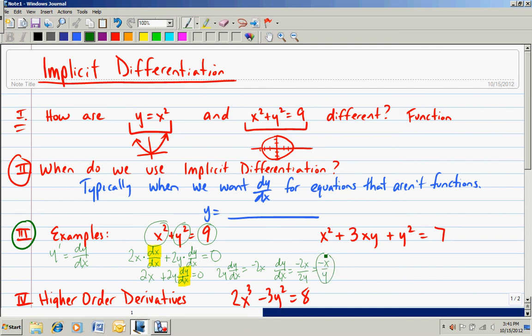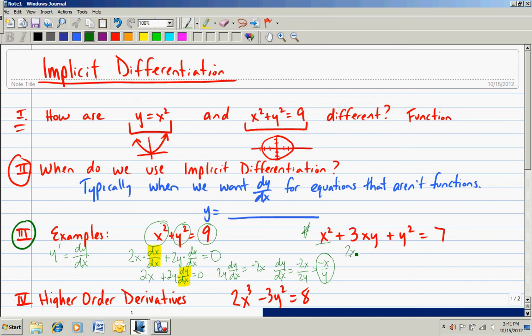So the derivative of this function, this circle, is negative x over y. Okay? Let's try another one. Example number 2 here: x squared plus 3xy plus y squared equals 7.